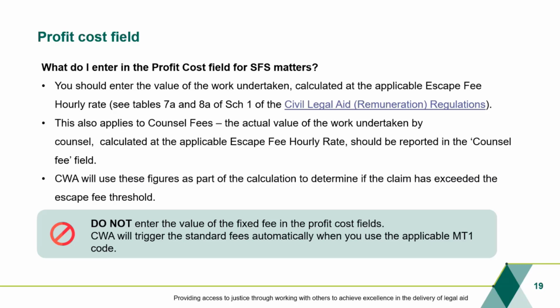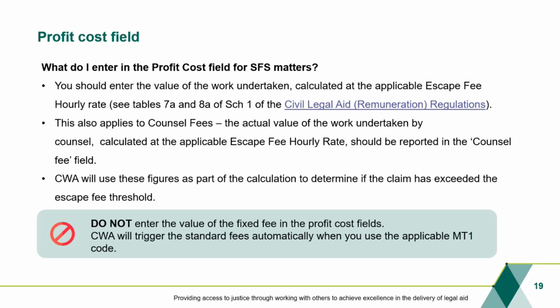In standard fee matters, the profit costs field is one that providers can often misunderstand as to its purpose. In standard fee matters, you should enter here the value of the work undertaken had it been incurred at the applicable escape fee hourly rate. So we're not looking for you to enter the value of the fee that you're due to be paid. That fee will be generated and credited by the matter type 1 that you've used. You need to put in here the value of the work undertaken so that CWA can then use those figures to calculate whether the case is an escape fee case. So have those costs passed the threshold that's in place for that type of claim?